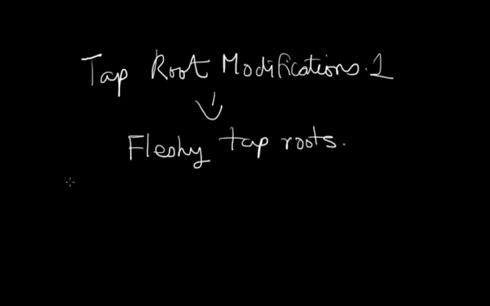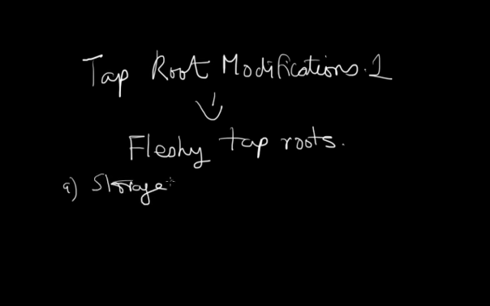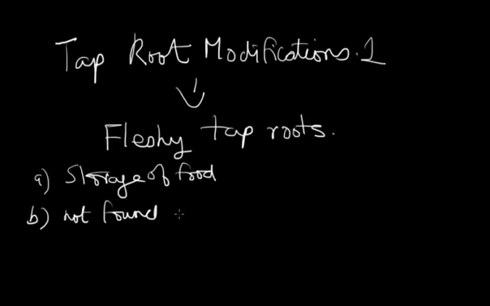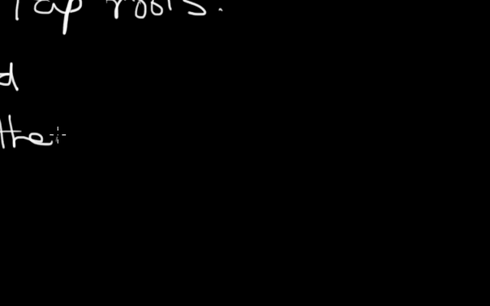The most important feature is that it is fleshy due to storage of food. Of course, the plant stores food for a variety of reasons, including for usage in unfavorable conditions, for a lot of metabolic purposes like that. The second point about this kind of roots is that they are not found in the region of the hypocotyl.